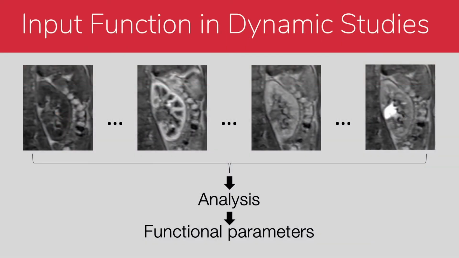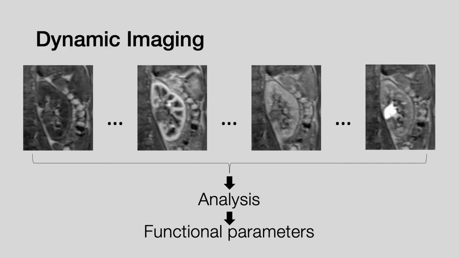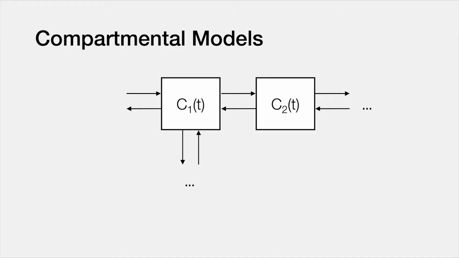In dynamic imaging, such as Dynamic Contrast Enhanced MRI and CT and Dynamic PET, serial images are acquired and analyzed to derive functional information about organs and tissues. The analysis of dynamic datasets is often performed using compartmental modeling. Compartmental models represent organs and tissues as sets of interconnected, homogeneous, instantly mixed chambers.